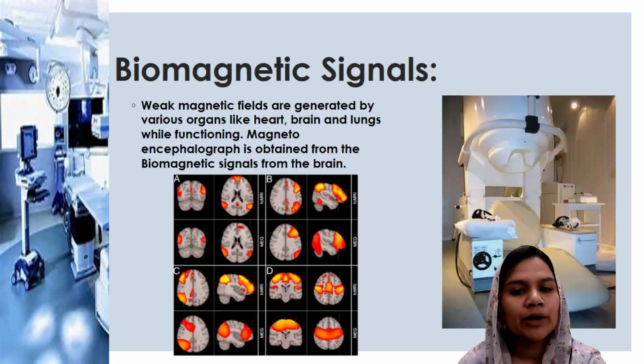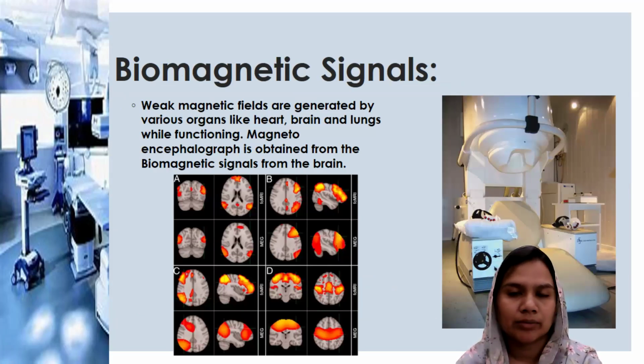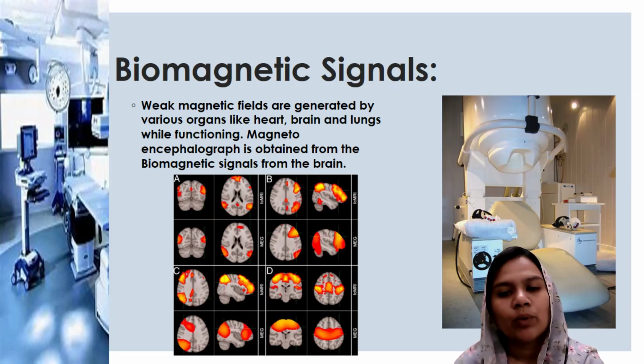The next one is the biomagnetic signal. A weak magnetic field is generated by various organs such as the heart, brain, and lungs, and these can be recognized and sensed by the transducer. One of the examples is the magnetoencephalogram, which is obtained from the biomagnetic signal of the brain.